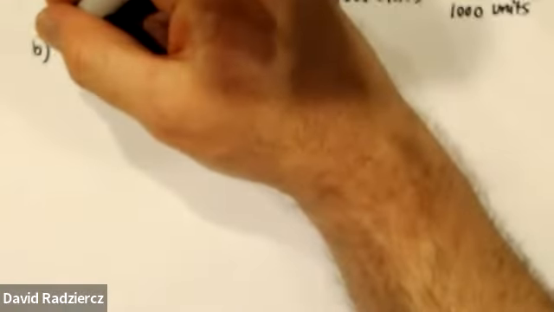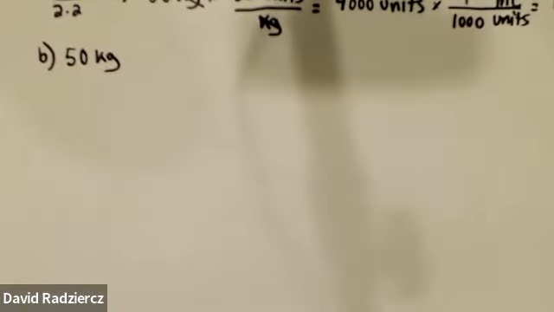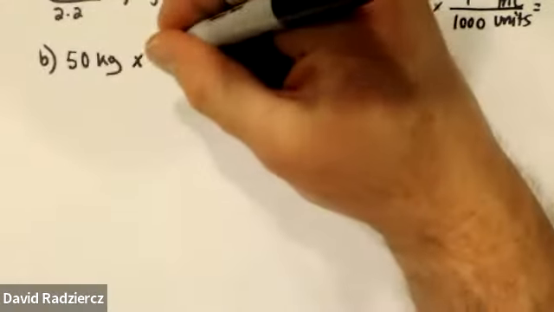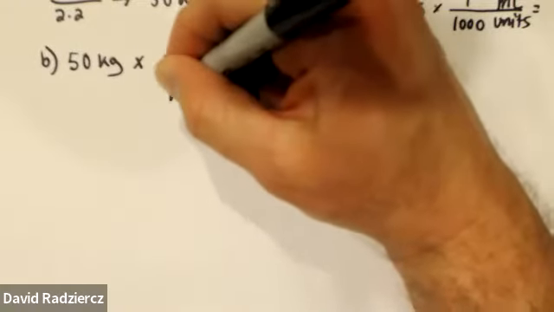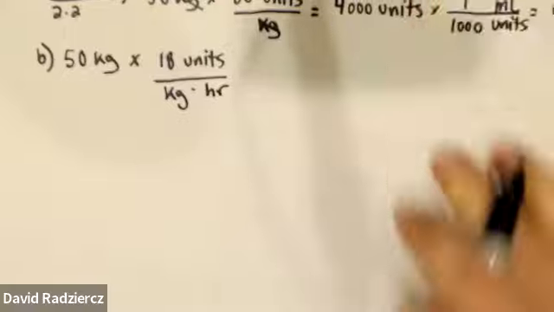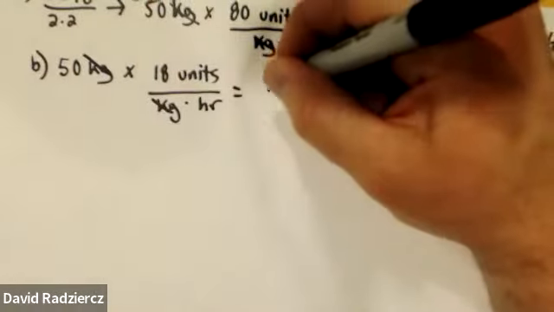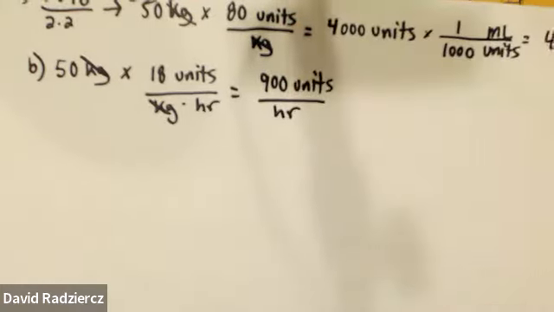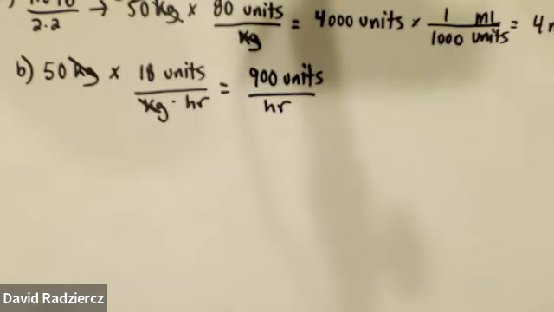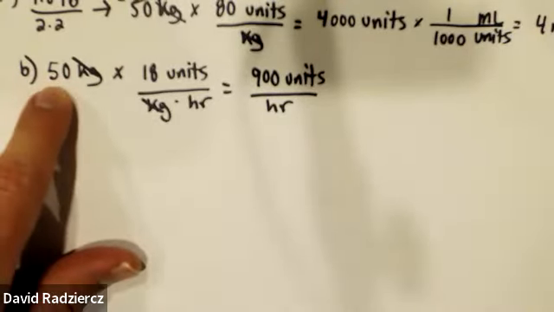I'm going to apply it. We're talking about the same patient, right? So it's a 50 kilogram patient times the 18 units per kilogram per hour. We eliminate kilograms and we get 900 units per hour. So far in these two scenarios, the only thing that's really going to change is the patient's weight.